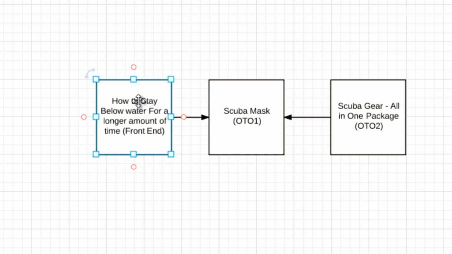So they go from here, they're looking to stay below water for a longer amount of time, and then maybe you present them after that. You say, okay, I've trained you, I've educated you, and here's a scuba mask that will help you do just that. After they buy that, you could say, we normally sell the scuba gear all in one package for such and such price, but you're going to get 50% off if you buy it right now.